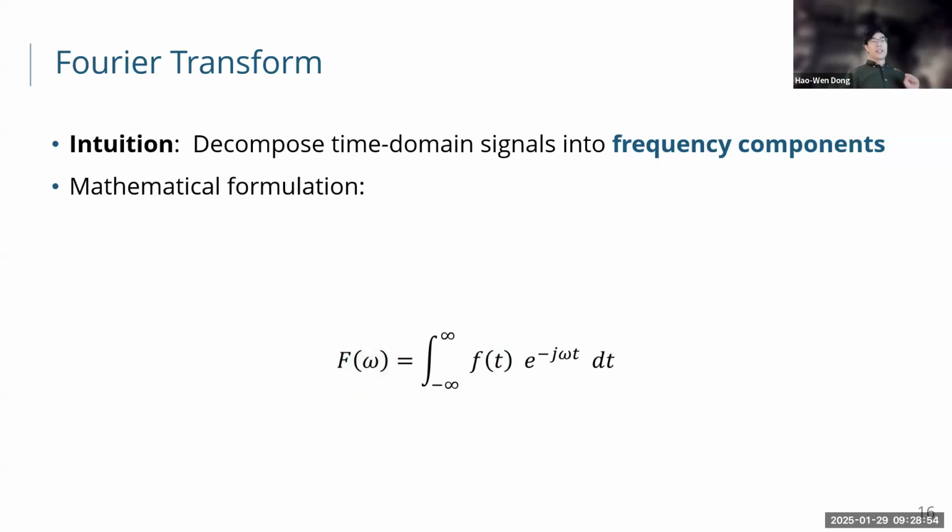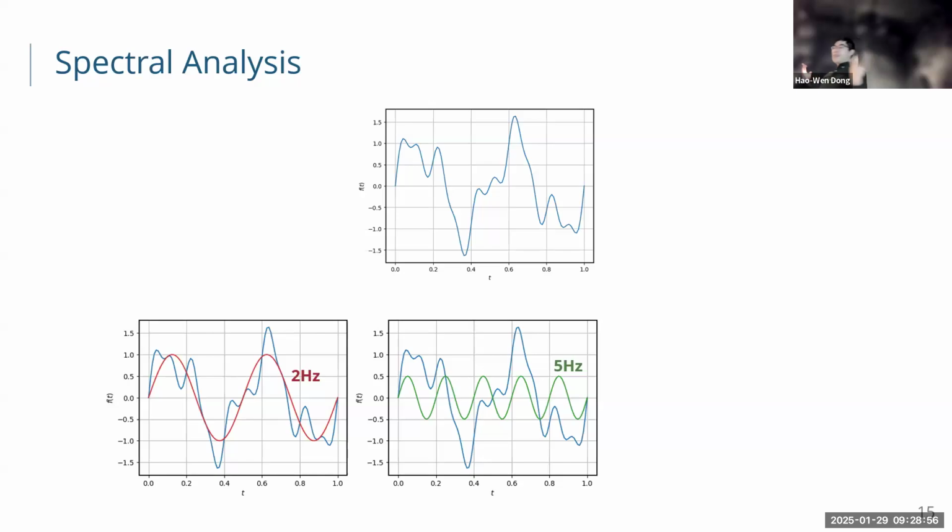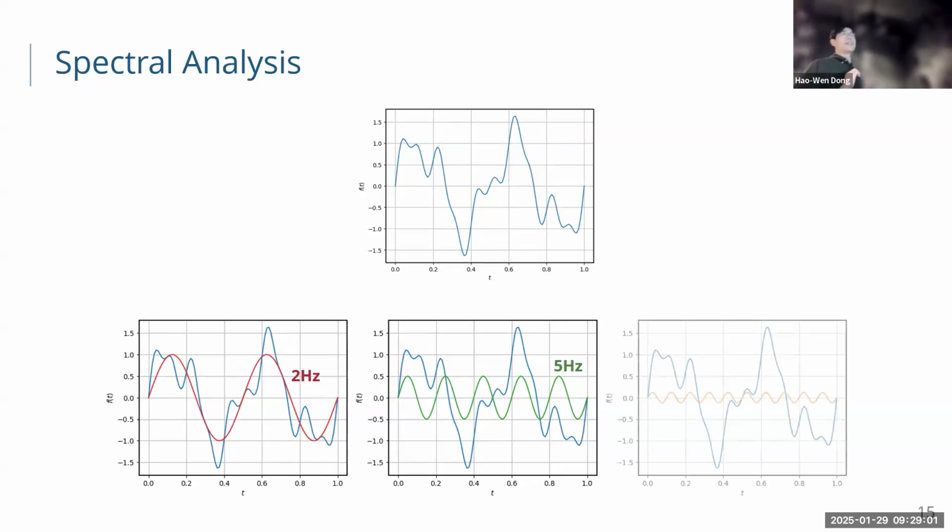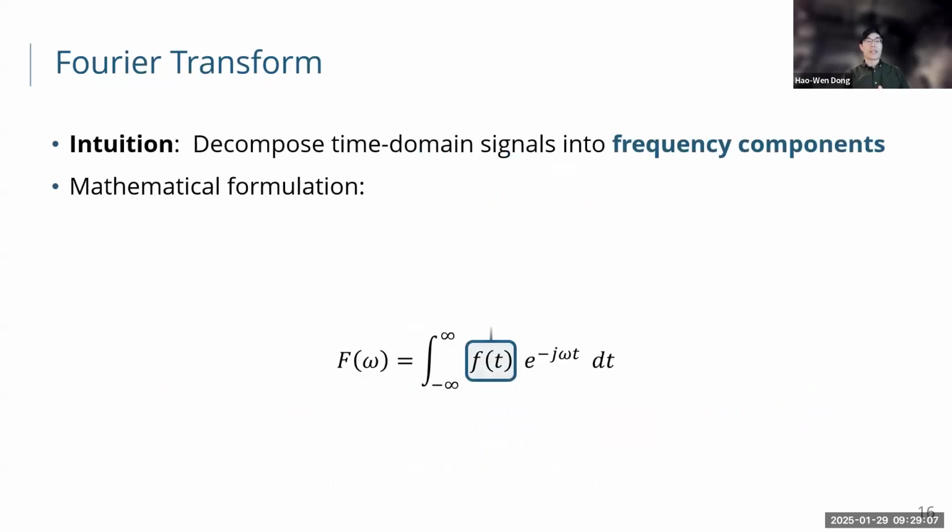So for the signal here, we want to see a spectrum that has a peak at 2 hertz, at 5 hertz, and 10 hertz, and for everything else, we shouldn't get any response. So that's the main goal of the Fourier transform.